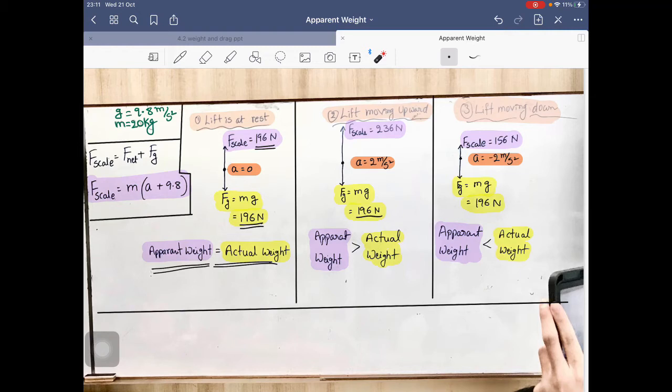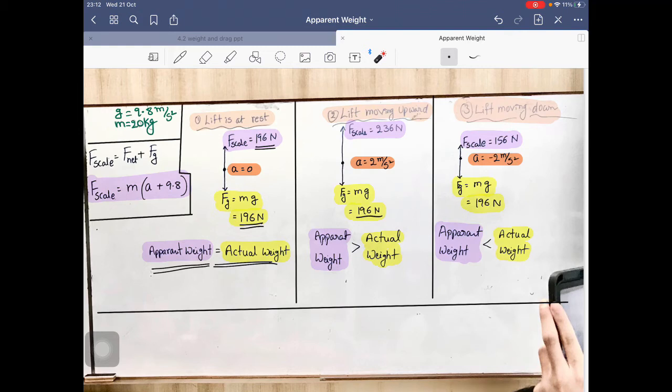Okay, let us see the second case. Let us assume the lift is moving upward with 2 meters per second squared acceleration. The weight of the person is the same. The gravitational force on the person is the same, 196. It's not going to change. That is the actual weight. But the scale reading is going to change.